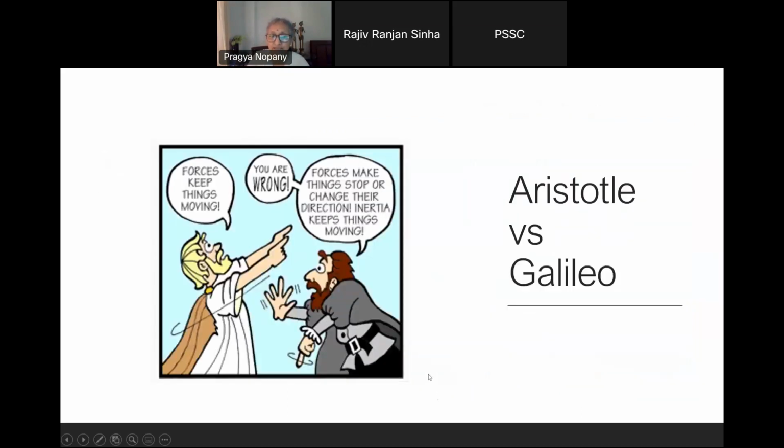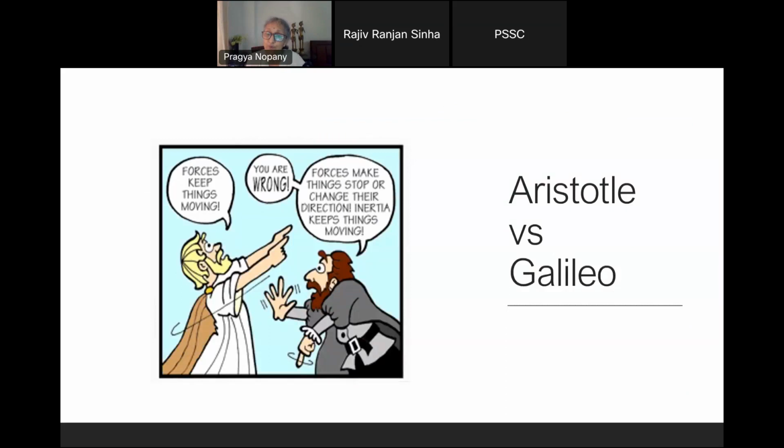Then look at another dialogue. Now here it's a dialogue between Aristotle and Galileo. Aristotle is saying forces keep things moving. Galileo is saying you're wrong. Forces make things stop or change their direction. Inertia keeps things moving. So now again they are having a debate. So who is right? Whether Galileo is right or whether Aristotle is right.